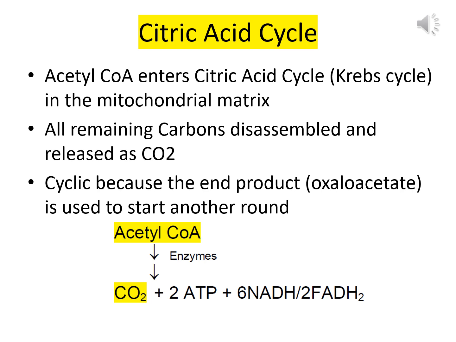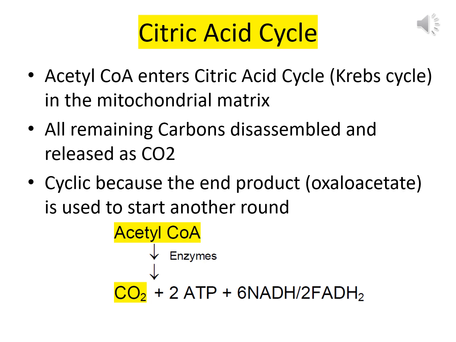If acetyl-CoA is produced, we then can move to the next of our major steps called the citric acid cycle. This takes place inside of the mitochondrial matrix. Remember, that's the fluid. So we have to physically move from glycolysis in the cytoplasm across the double membranes and into the mitochondria. All the remaining carbons that are in those acetyl-CoA molecules are going to be disassembled.